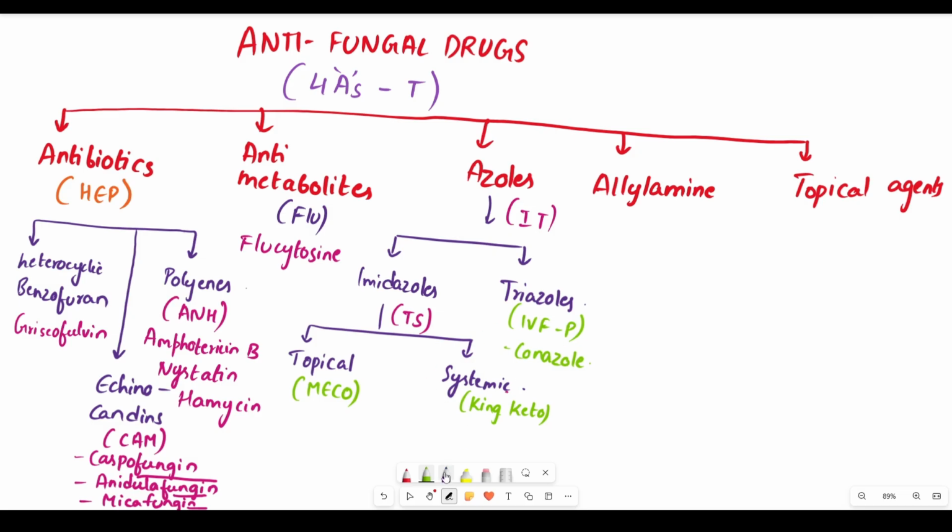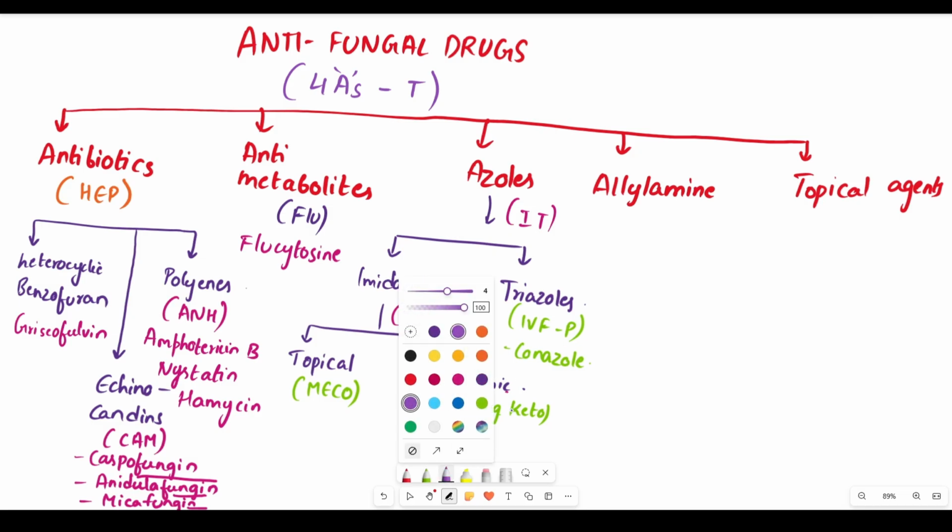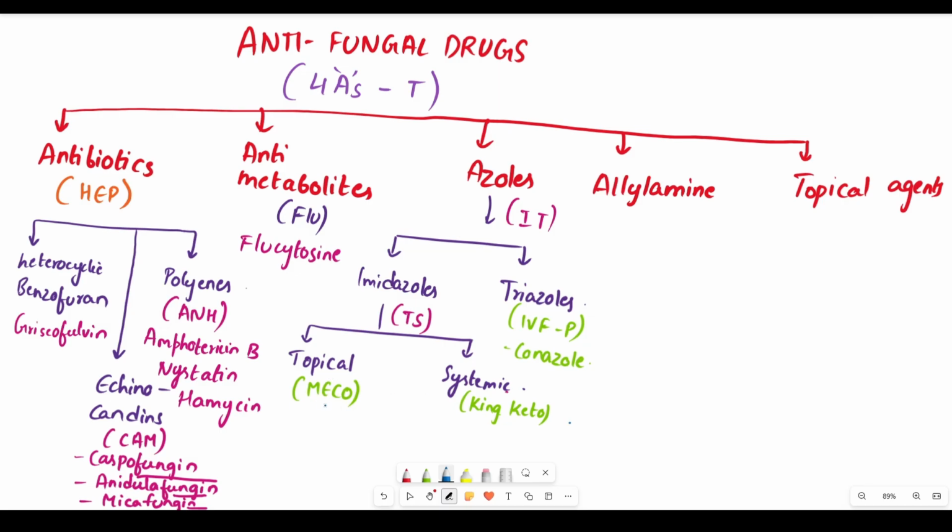Now with these tricks, let's try to write the examples. So in the topical class, the trick is Miko. Where M means it is the first example, that is miconazole. E means it is the second example, that is econazole. C means it is clotrimazole. O means it is oxiconazole. Miconazole, econazole, clotrimazole and oxiconazole come under this topical class.